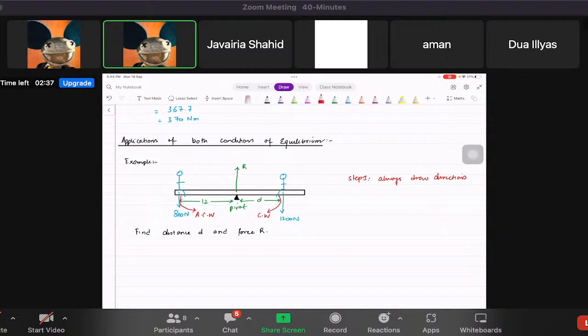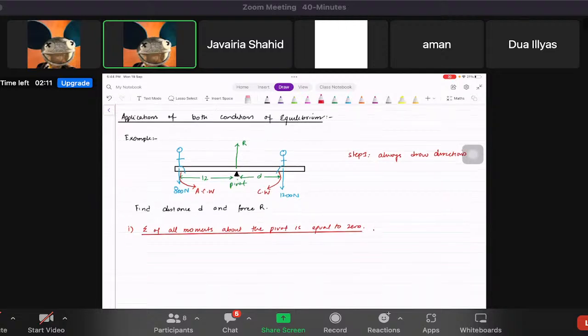Then for the first thing, you do the sum of all moments about the pivot is equal to 0. Now this is the first condition of equilibrium. Basically we learned about clockwise equals anti-clockwise, right? That's the principle of moments. So in clockwise moment there is 1200 and the perpendicular distance is d, and anti-clockwise is 800 and the perpendicular distance is 12.